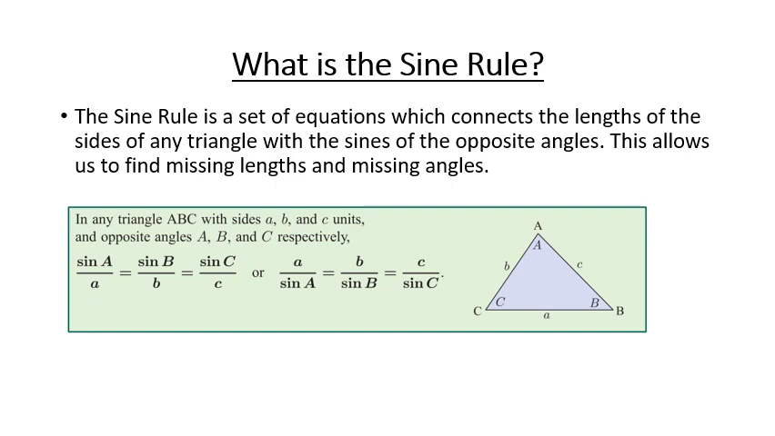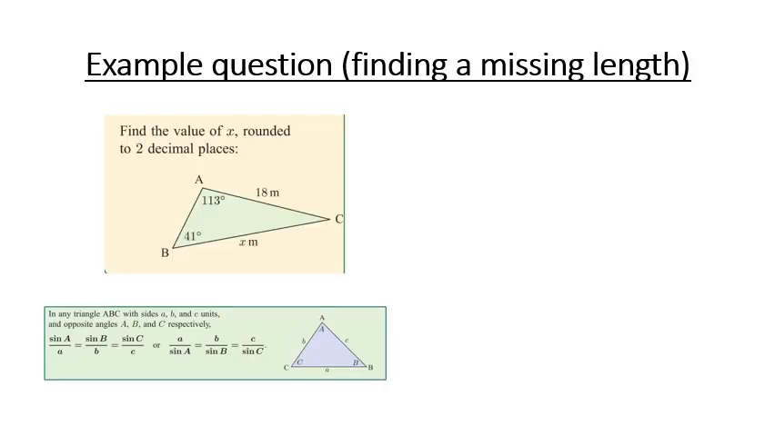This allows us to find any missing lengths or missing angles, and it's really helpful when triangles aren't right angled triangles because it means that we can apply this to any type of triangle. So let's have a look at an example question where we might use the sine rule. It says, find the value of x rounded to 2 decimal places.